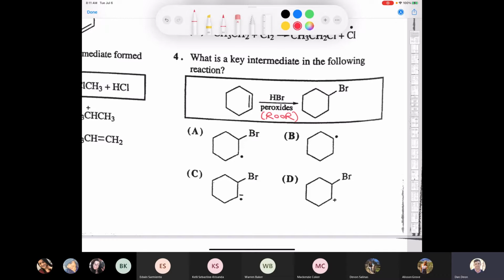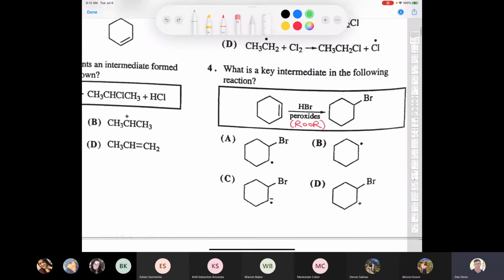Now, of course, you all recognize these conditions, right? These are anti-Markovnikov conditions, aren't they? Anti-Markovnikov addition of HBr. But in this case, you have a symmetrical alkene, so there's no Markovnikov or anti-Markovnikov addition to worry about. But that's not what the question is. The question is only asking us which one of these would be an intermediate in the reaction.